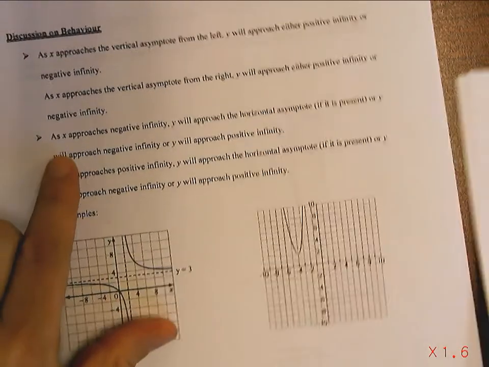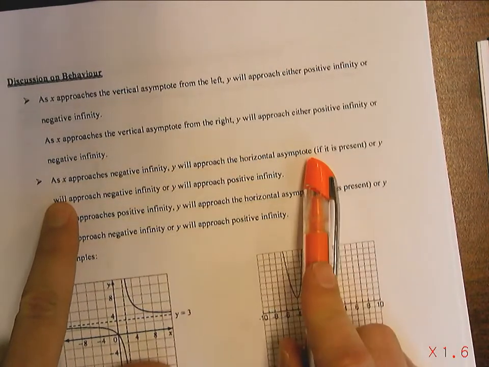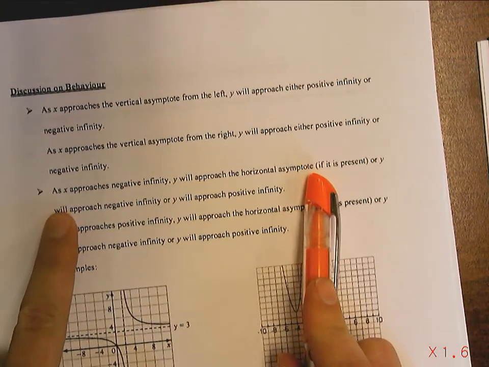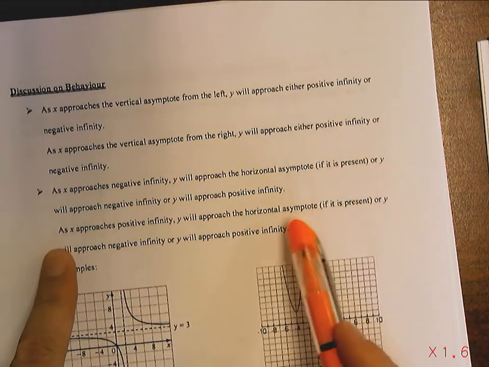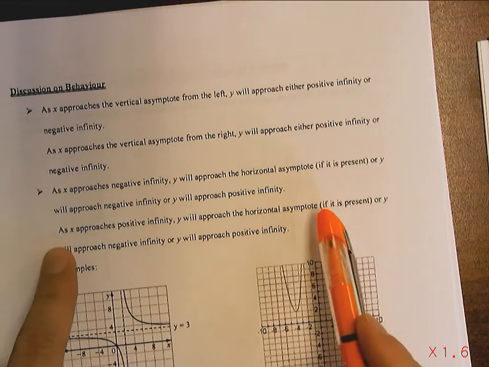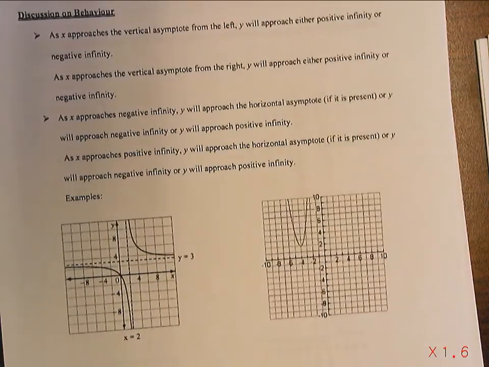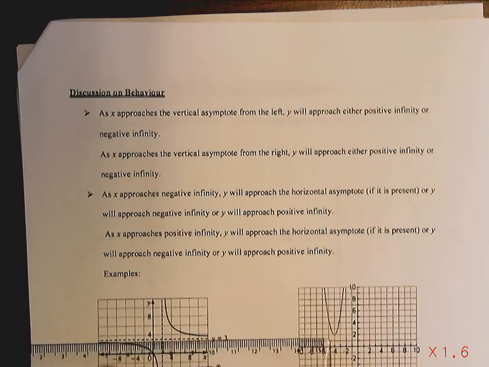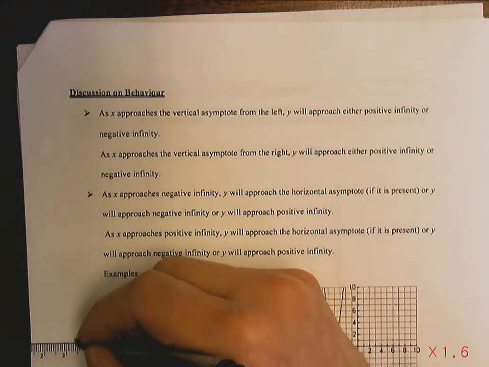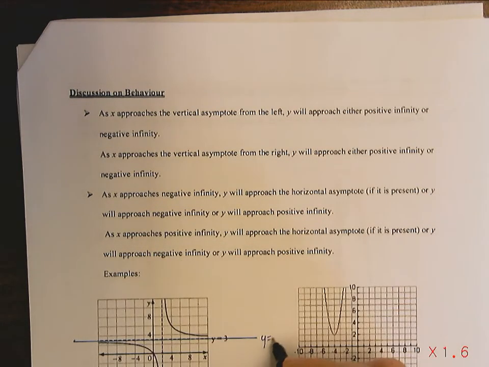Now, what happens here? As x approaches negative infinity, y will approach a horizontal asymptote from above or below. And as x approaches positive infinity, we're going to approach a horizontal asymptote either from above or below. So again, we've sort of looked at that already, but we can look at it again. For this one, let's talk about its horizontal asymptote. So its horizontal asymptote is here. It's at y equals 3.